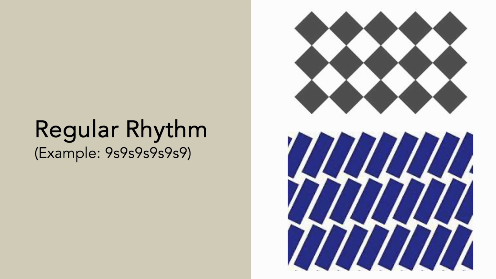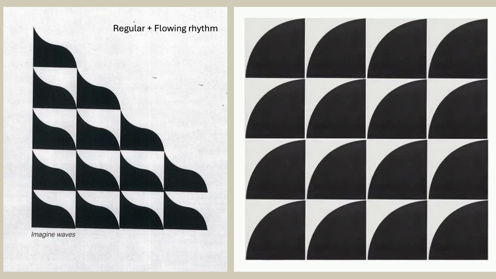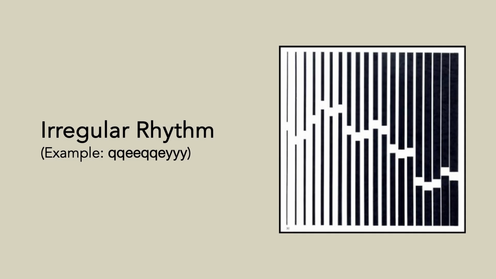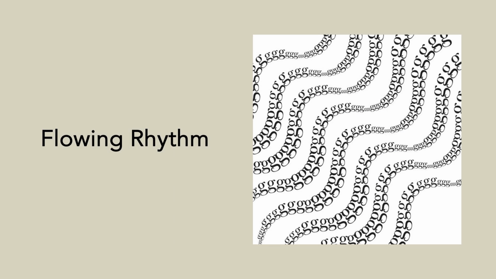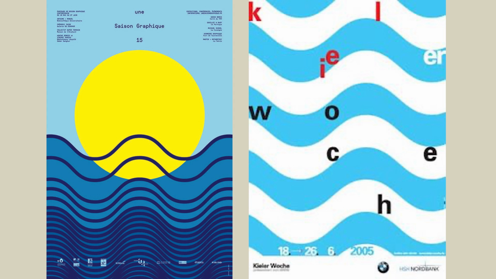First up is regular rhythm. Regular rhythm is when everything is spaced out evenly, like a neat sequence. Irregular rhythm brings a bit of unpredictability, mixing things up. Flowing rhythm refers to an artwork that contains curved or circular elements and gives your designs a sense of movement like a gentle flow. It makes you feel as if the design is moving or flowing.